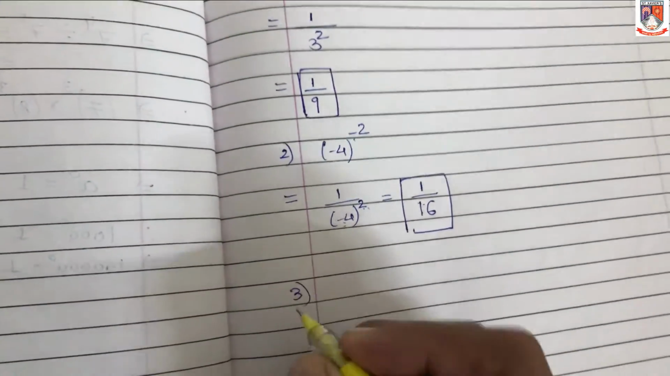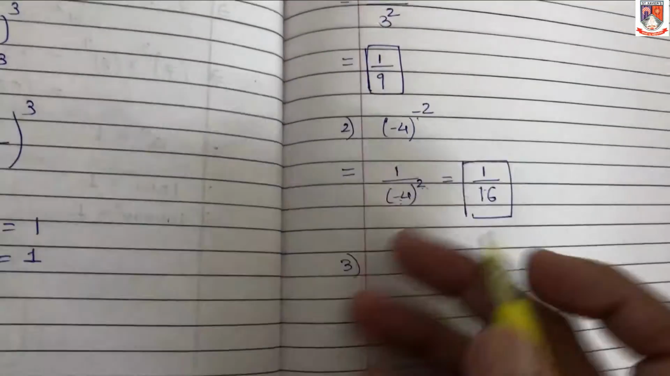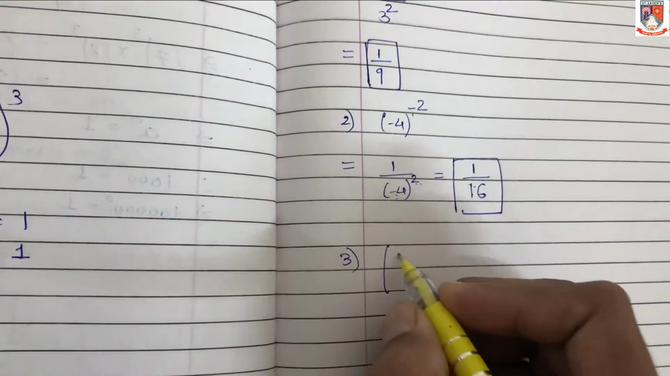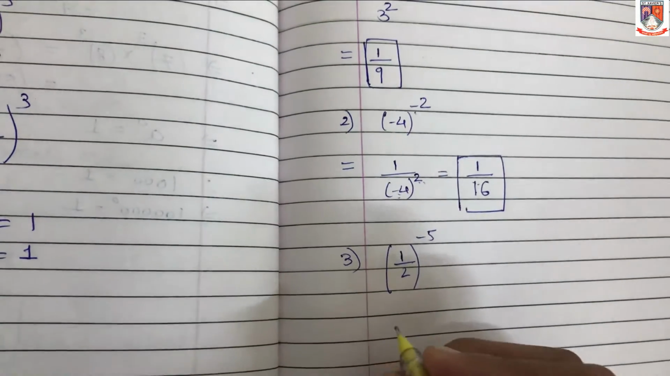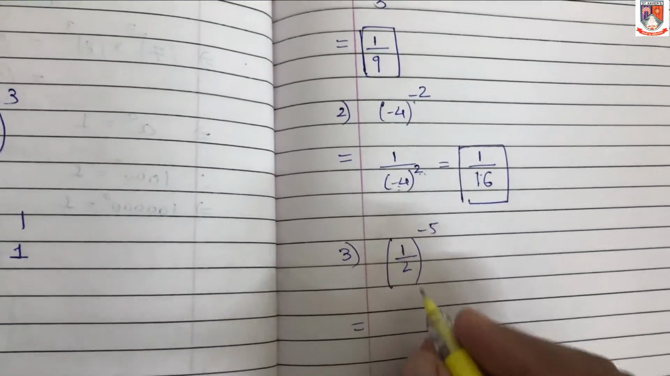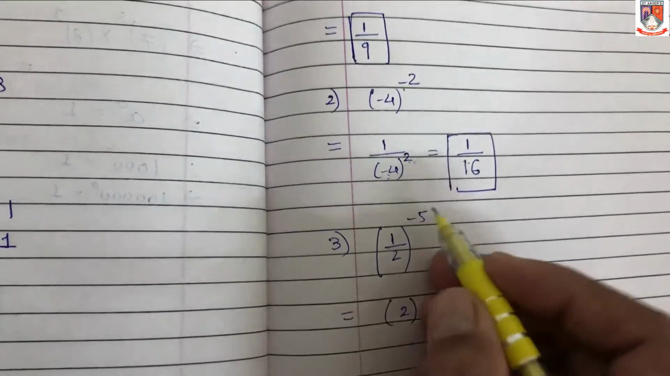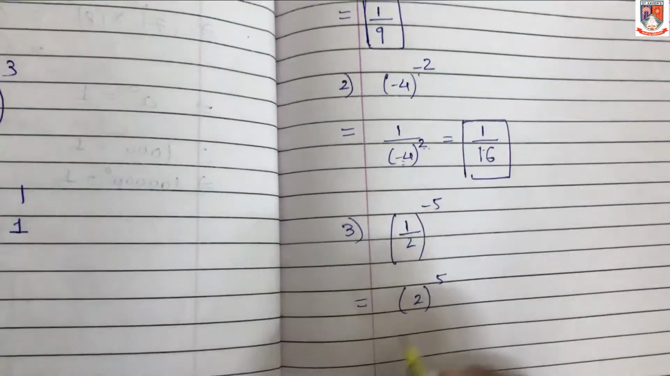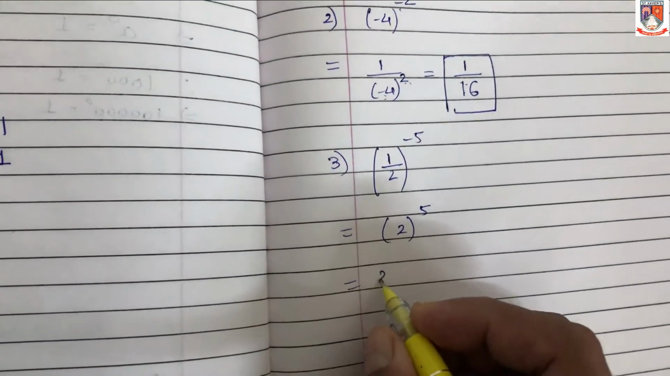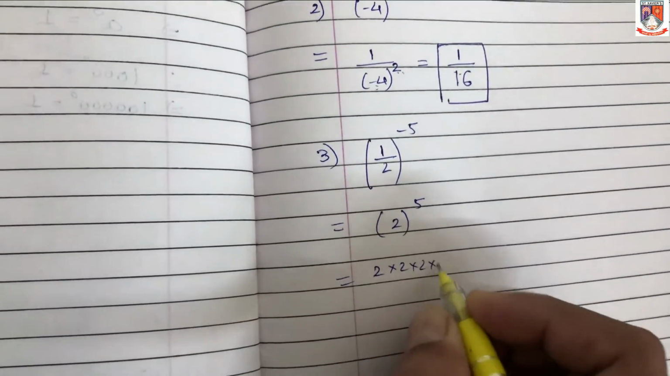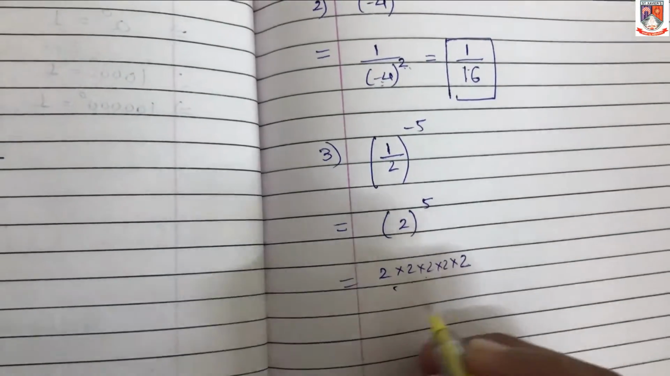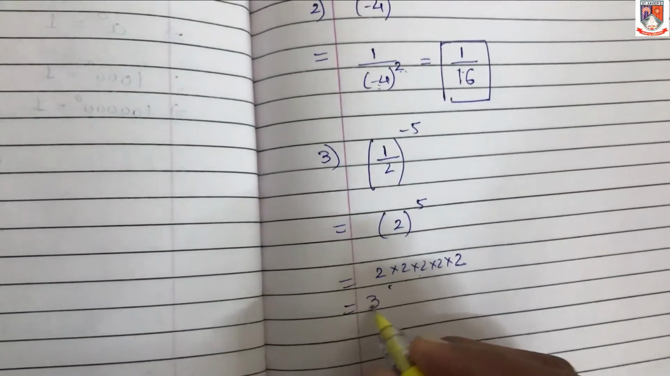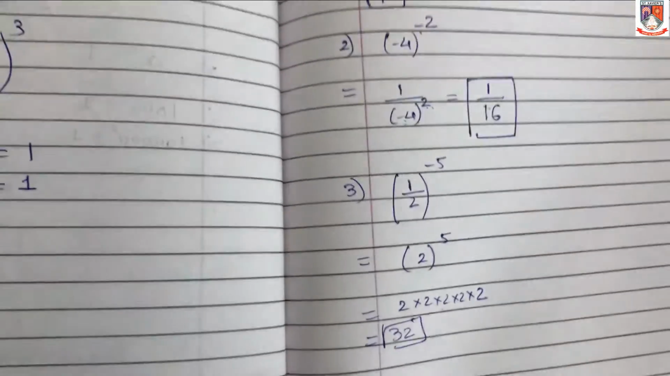Third one, 1 by 2 raised to minus 5. Reciprocal of 1 by 2 is 2. Power minus 5 converts to 5. 2 raised to 5: 2 multiply 2 multiply 2 multiply 2 multiply 2. 2 twos are 4, 4 twos are 8, 8 twos are 16, 16 twos are 32, that is the answer.